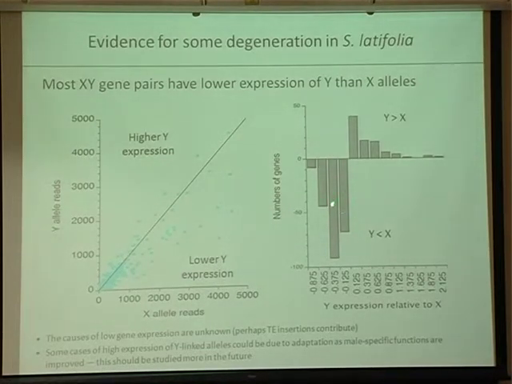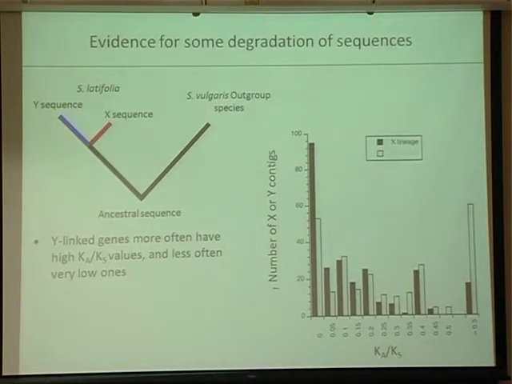Now, low expression on the Y might be advantageous. It might be that it would be advantageous for these alleles to have lower expression in males than females, but some of them probably would be deleterious changes. We can also look at deleterious changes using this kind of experimental design. So I'll just mention it because we haven't really heard yet.